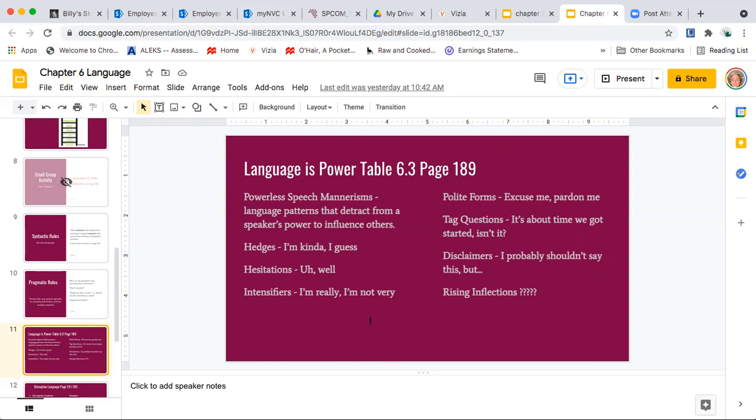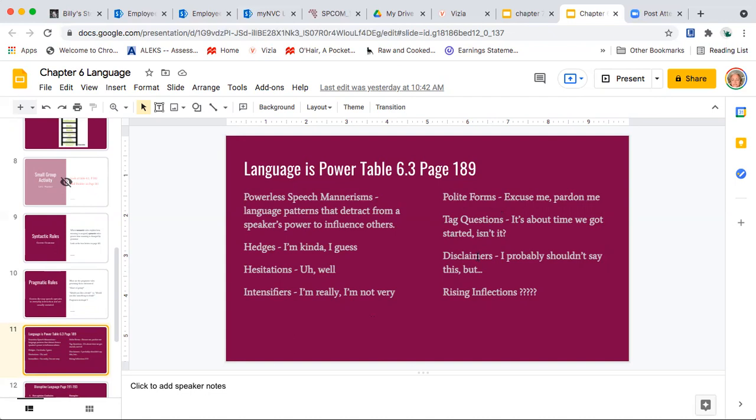So next would be intensifiers, like I'm really and I'm not very. That means you feel the need to support how you feel with an intensifier, when instead the feeling that you're feeling is legit, right? So it's okay to say how you're feeling or what you think, instead of I'm really or I'm not very. What about polite forms like excuse me and pardon me? Do you ever overuse those? I mean, there's always time to be polite, but what about when we're using them in a way that is reflecting powerlessness, like insecurity?